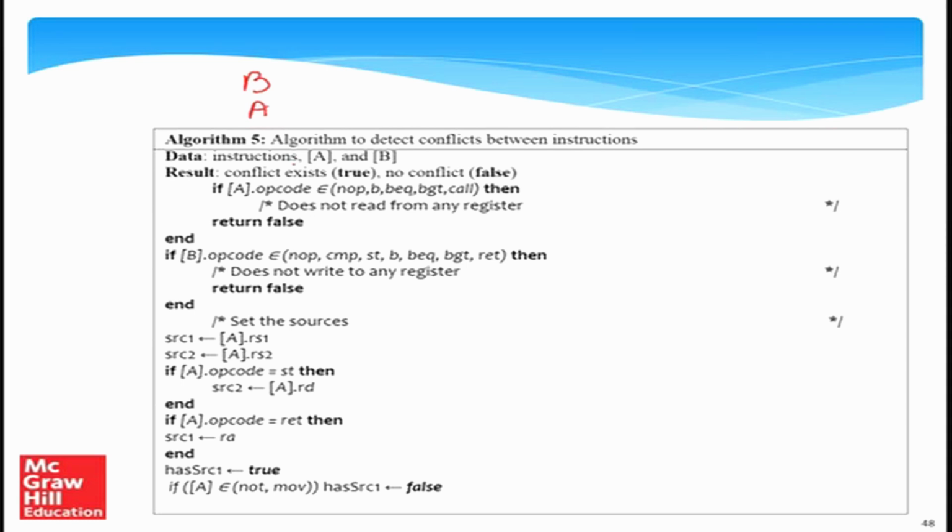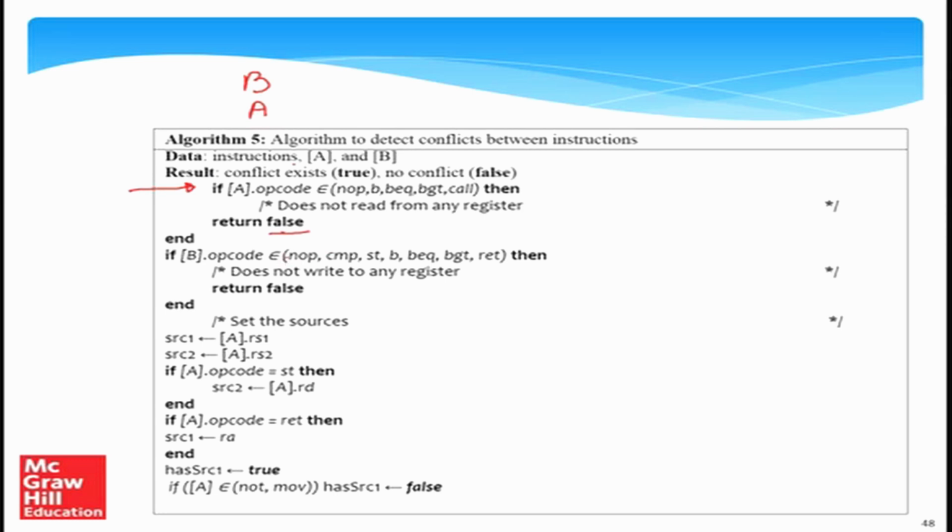So let's start. If A.opcode, meaning if A's opcode is, so this is the first line, I'll just correct it in the slides, it should be indented here. So if A's opcode is a nop, a branch, a beq, a bgt or a call, this essentially means that it does not read from any register. Since it does not read from any register, there cannot be a read after write conflict. So we can happily return false. False means that there is no conflict.